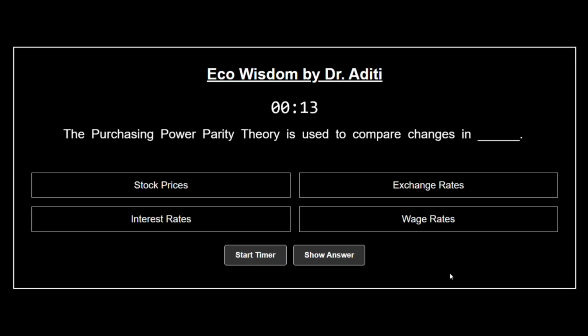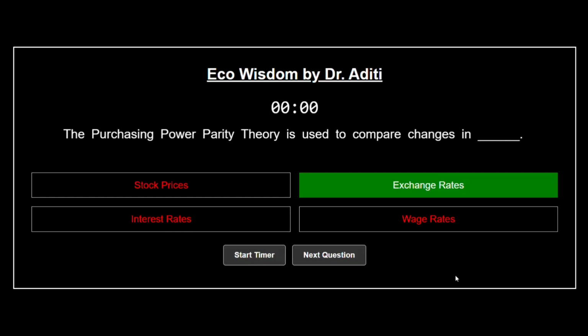So, purchasing power parity theory is a concept in core economics, especially related to international economics. And when you have studied the concept, you can find out the answer. The correct answer is exchange rates.